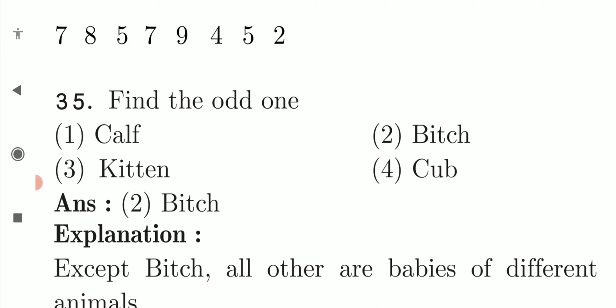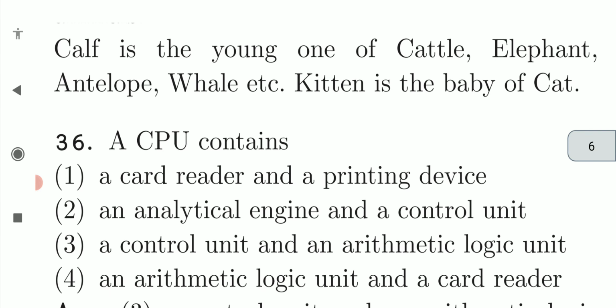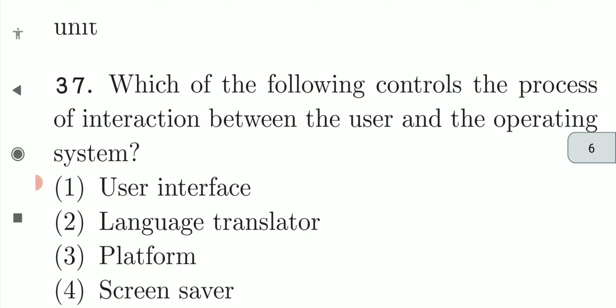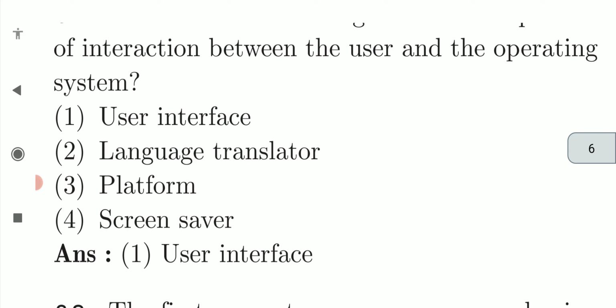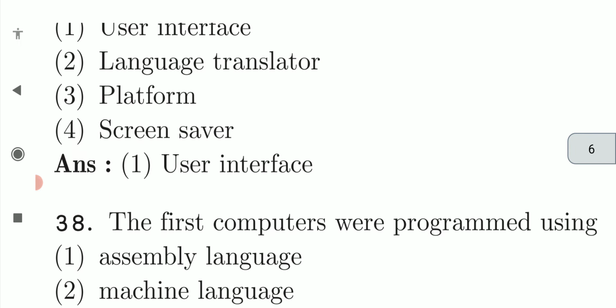Understood? Find the odd one. 35th question: calf, bitch, kitten, cub. Calf, kitten and cub are babies, but bitch is a female one. Calf is the young one of cattle, elephant, antelope, whale, etc. Kitten is a baby of a cat. Understood? Next, the CPU contains what? A control unit and an arithmetic logic unit. Which of the following controls the process of interaction between the user and the operating system? User interface. Understood? Because the interaction between the user and the operating system is the user interface.